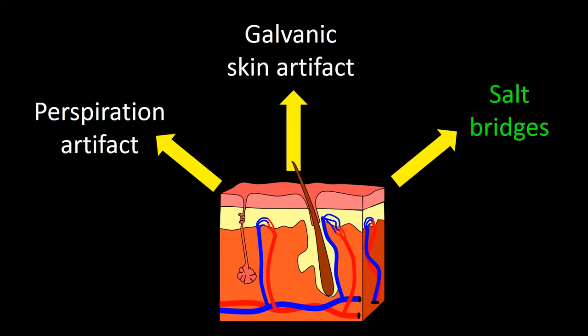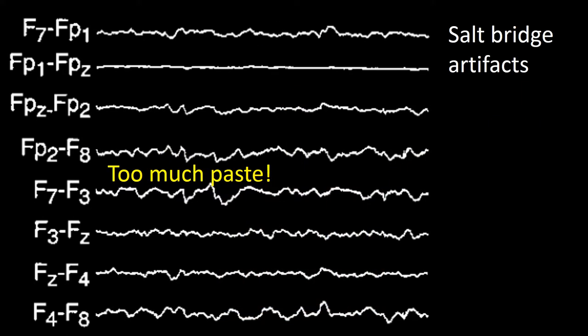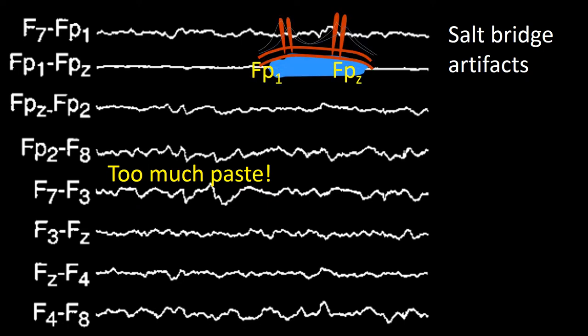Salt bridge artifacts produce a flat or almost flat line. You can see such artifact present at the FP1 channel in this frame. Salt bridge artifact occurs because both the G1 and G2 of the same amplifier are being presented with the same data. That is the reason the term salt bridge is often used to describe this artifact, because there is a bridge between the two electrodes.